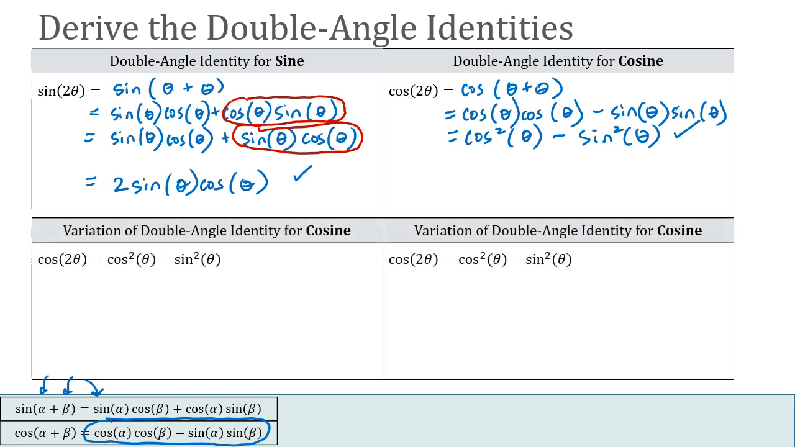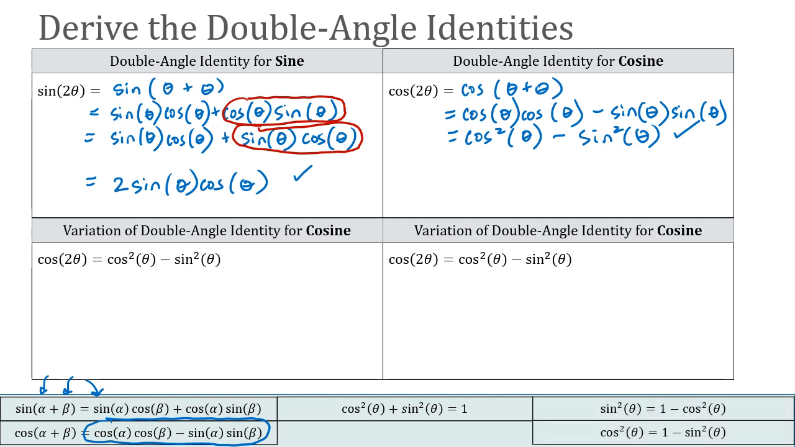But it turns out that there are some variations of the double angle identity for cosine. And those come from the Pythagorean identity that says cosine squared theta plus sine squared theta is equal to 1. One of those variations would come from rewriting the sine squared, solving for sine squared. So subtracting cosine squared theta from each side. Here's what that allows me to do. That allows me to rewrite cosine squared theta minus sine squared theta as cosine squared theta minus, now I'm going to substitute in what sine squared equals, and sine squared theta equals 1 minus cosine squared theta.